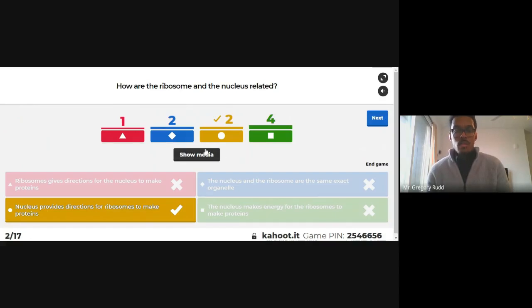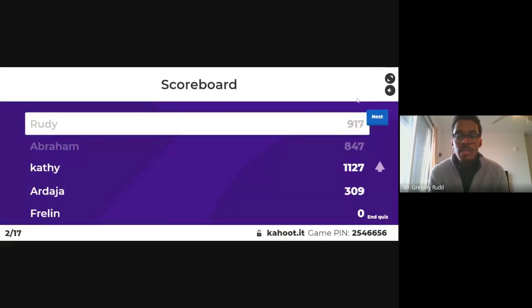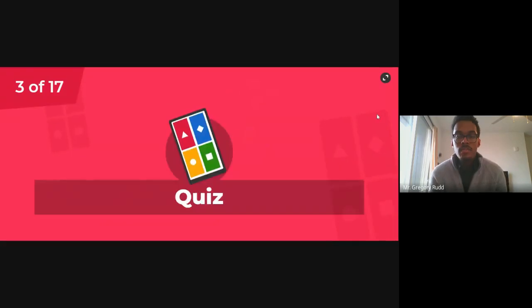All right, this one was a little more difficult, but still something we've got to know for this test today. The ribosome and nucleus are related because the nucleus provides the directions in the form of DNA for ribosomes to make proteins. Remember, the ribosome's primary job is to make proteins for the cell. Every cell needs ribosomes because every cell needs to make proteins, and they get the directions to make proteins from DNA. Big jump from Kathy. Good job, Ardesia, for jumping in there too.